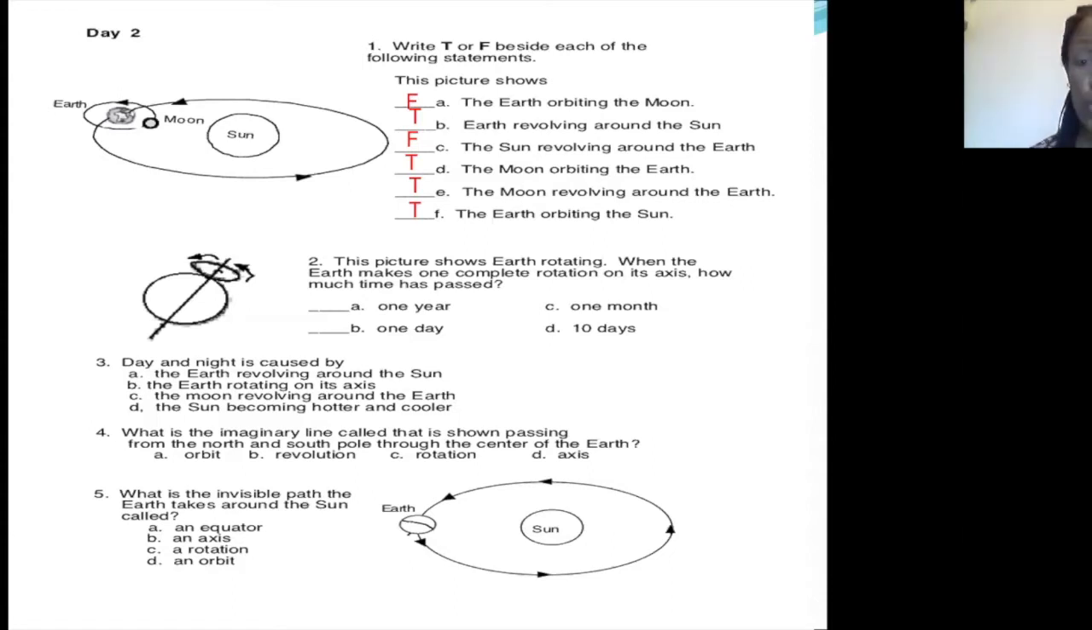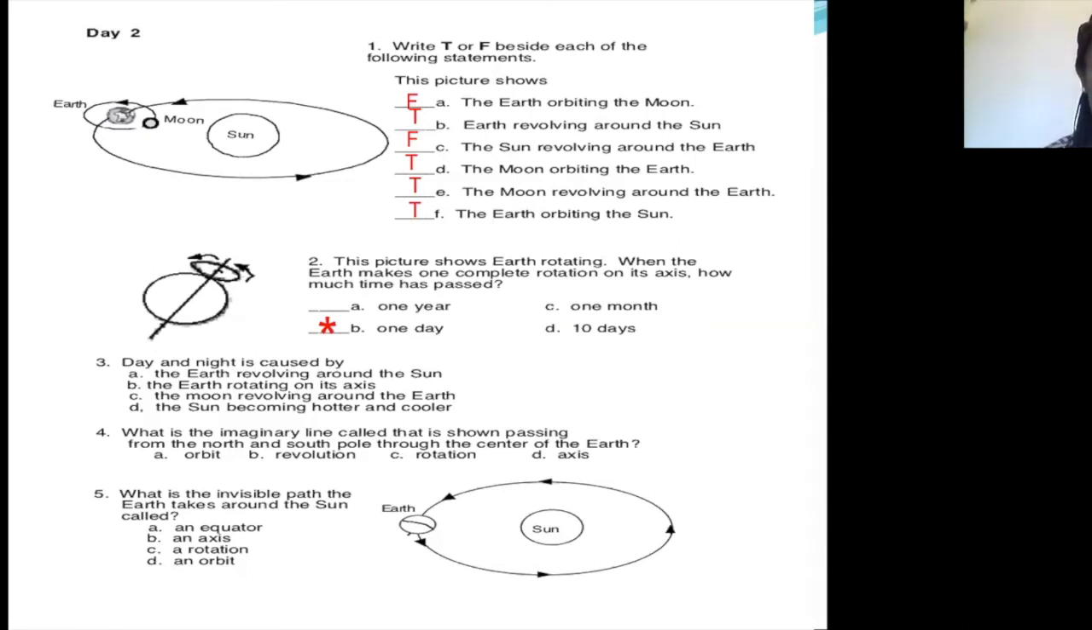This picture shows Earth's rotating. When the Earth makes one complete rotation on its axis, how much time has passed? Now we learned this throughout the lesson. Let's see. Is it 1 year, 1 day, 1 month, or 10 days? Let's see. 1 day is correct.